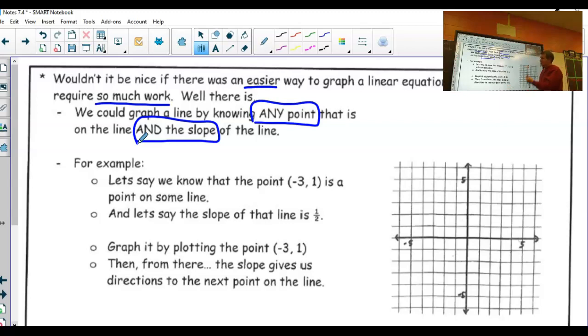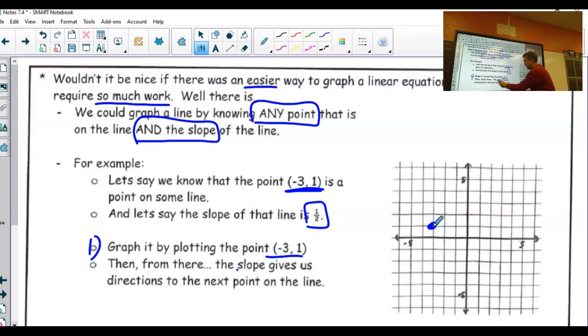For example, let's say this point is on my line. And let's say the slope is 1/2. If I know these 2 things, if I know a point on the line and I know the slope, I can graph the line like that. Here's how you do it. You start by graphing the point -3, 1. So that's 1, 2, 3, 1. That's right here is the point -3, 1.